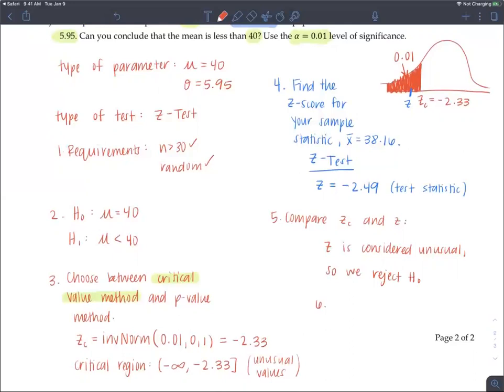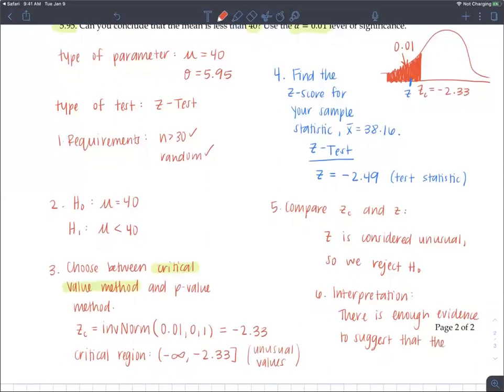And then the last thing is your interpretation. There is enough evidence to suggest that the mean is less than 40. Okay, so that's the critical region method.